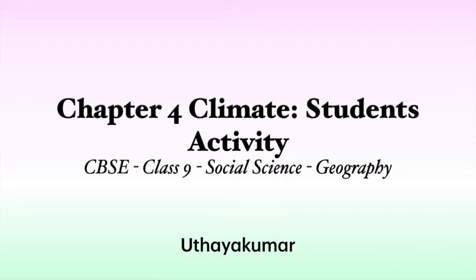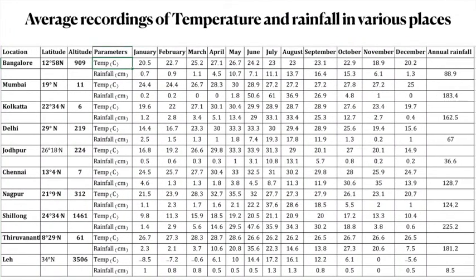Dear students, in this lesson we are going to study how to do the project activity given in Chapter 4, Climate of India. Here in this activity they have given temperature and rainfall details, average readings of temperature and rainfall month-wise, for various places across India.